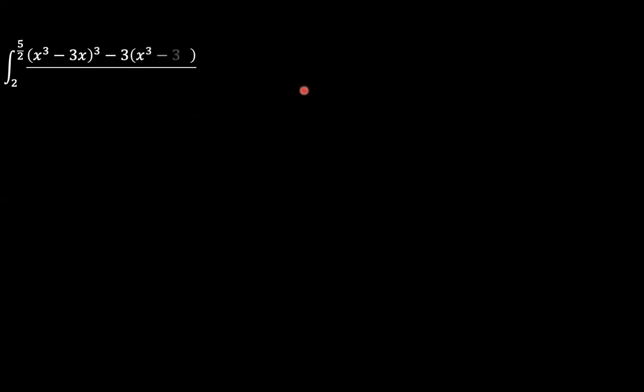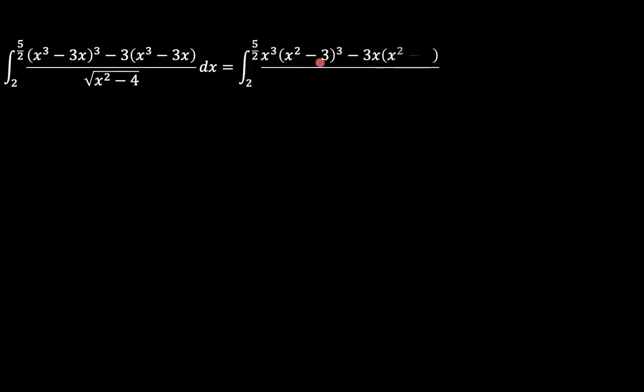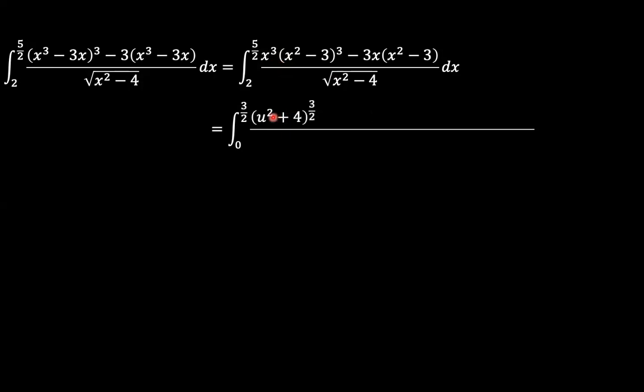problem now becomes tractable. So we can substitute for x squared minus 3. And since x is the same as the square root of u squared plus 4, we can plug that in. And since we have a 3 here, we have u squared plus 4 to the power 3 over 2.